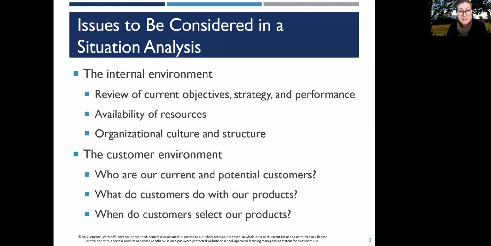Here's some issues to think about when you're conducting a situation analysis on the internal environment. We want to look at the organisation's objectives, strategy, and performance data. Within the organisation, we want to look at availability of resources, and we want to consider what is the organisational structure and culture.